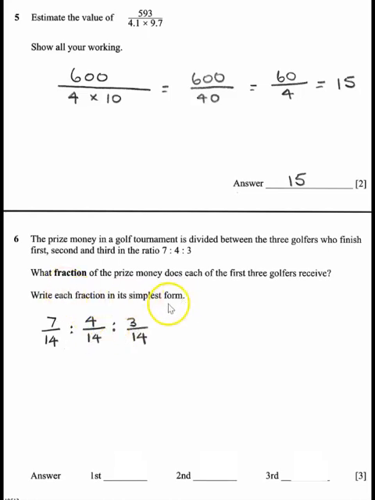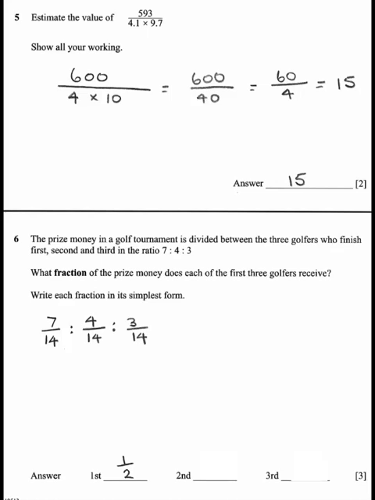Now, because it's asking for simplest form, we can cancel each of these down if we can. So for the first one, we have cancelled it down to a half. That means we're dividing by 7, top and bottom here. 7 divided by 7 is 1, 14 divided by 7 is 2, and that's what we have there.